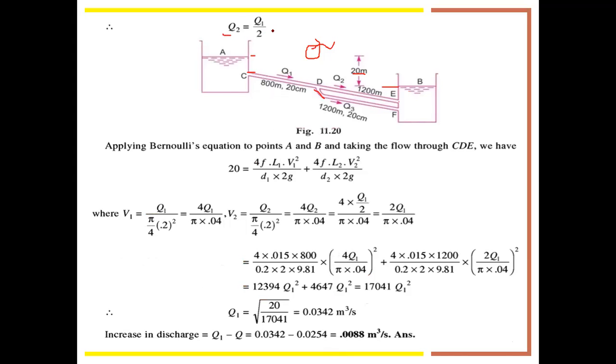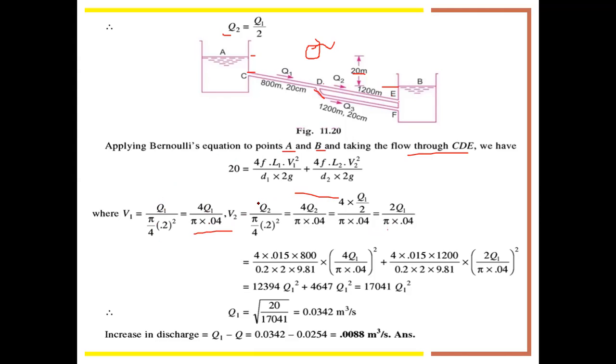After doing this, we have to go for Bernoulli's equation at point A and point B, taking the flow through C, D and E. So we have the formula 20 is equal to 4F into L1 V1 square by D1 into 2G plus 4F L2 V2 square by D2 into 2G, where V1 is equal to discharge by area, that is 4 Q1 by pi into 0.4, and V2 is equal to discharge by area, that is equal to this value.